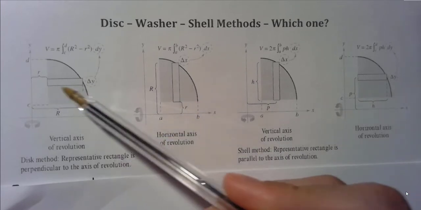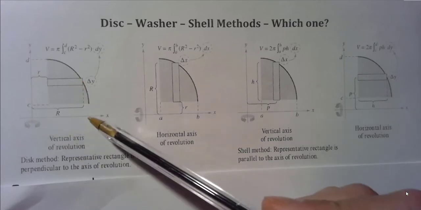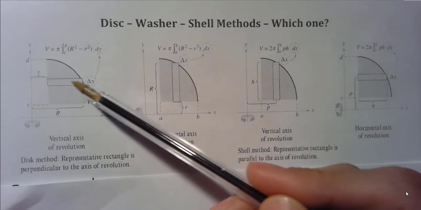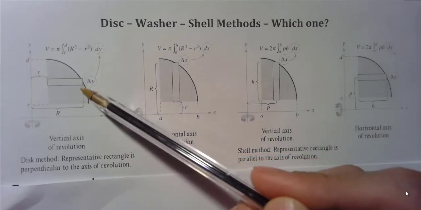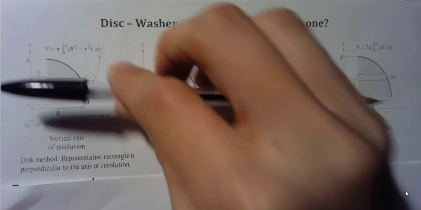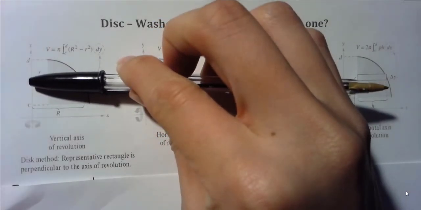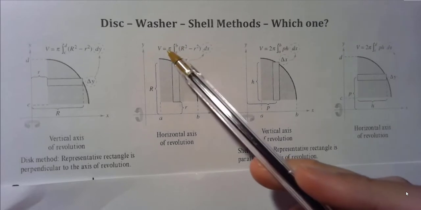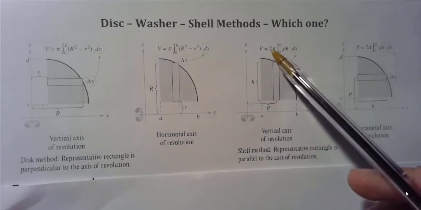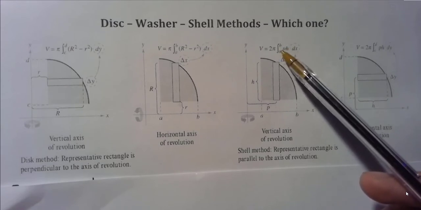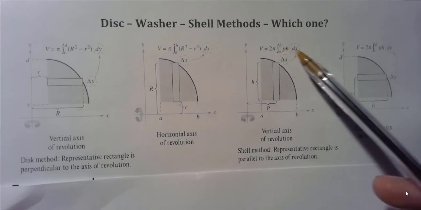And then for the horizontal, for the y-axis of revolution, I have to place the horizontal rectangle because I need that to be perpendicular. We need that to be perpendicular to the axis of revolution. Now for the shell method, instead of having pi and the radius, we have 2 pi. The same thing, the lower to the upper limit, and then p, h, and then dx.